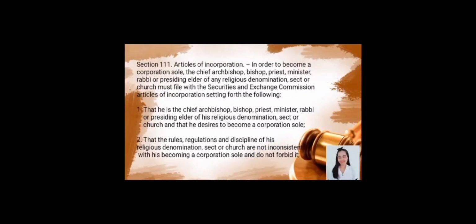Next is Section 111. Articles of Incorporation. In order to become a corporation sole, the chief archbishop, bishop, priest, minister, rabbi, or presiding elder of any religious denomination, sect, or church must file with the Securities and Exchange Commission articles of incorporation setting forth the following. First, that he is the chief archbishop, bishop, priest, minister, rabbi, or presiding elder of his religious denomination, sect, or church, and that he desires to become a corporation sole. Next, that the rules, regulations, and discipline of his religious denomination, sect, or church are not inconsistent with his becoming a corporation sole and do not forbid it.